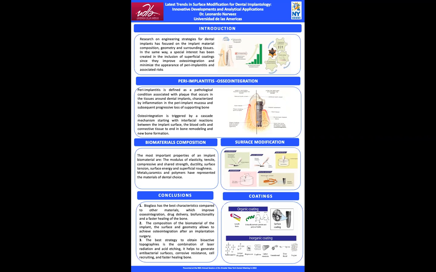This article is a bibliographic review which defines concepts and explains the research on engineering strategies for dental implants that has focused on the implant material composition, geometry, and surrounding tissues. In the same way, special interest has been created in the inclusion of superficial coatings since they improve osseointegration and minimize the appearance of periimplantitis and associated risks.